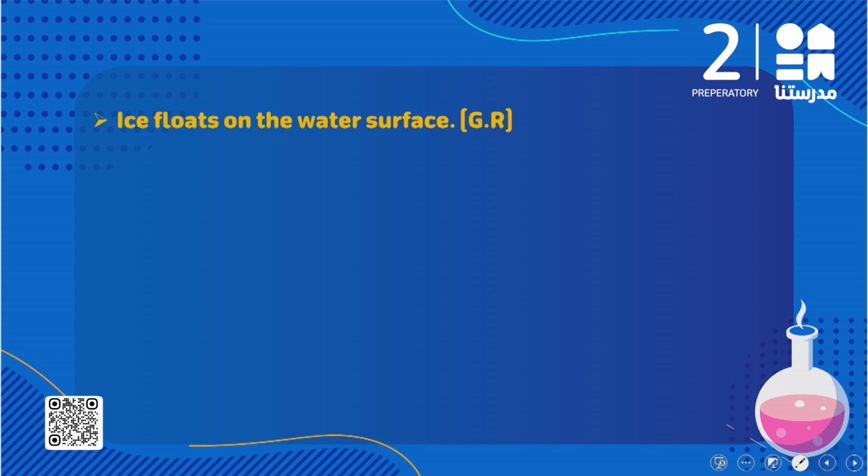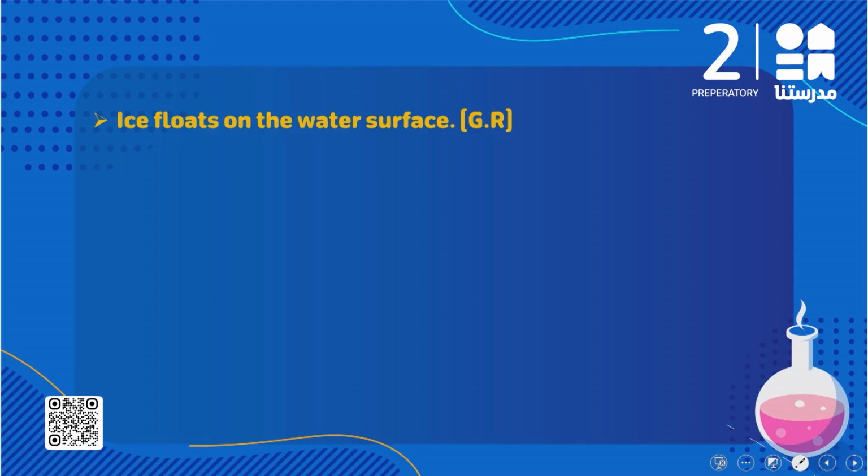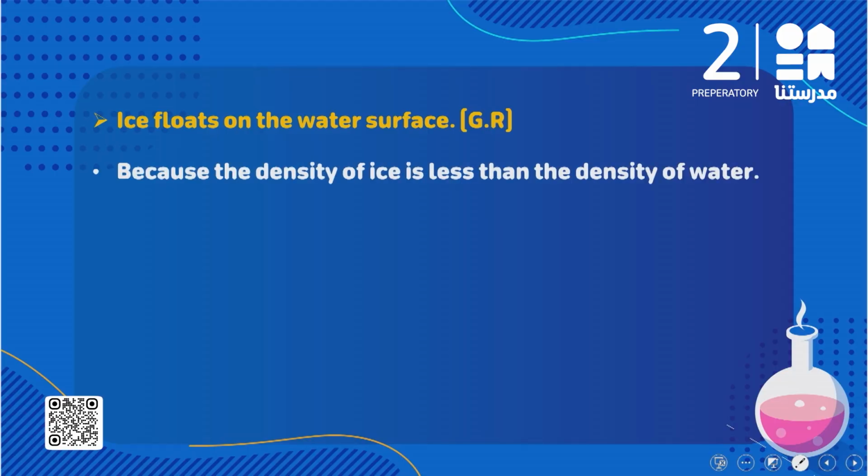Ice floats on the water surface. Give reason. Why does ice float on the water surface? Because when water freezes its density decreases. So the density of ice is less than the density of water, so it floats on the water surface.